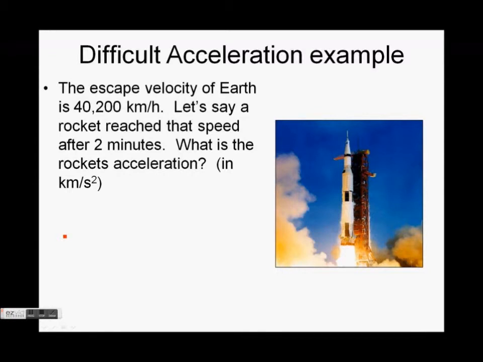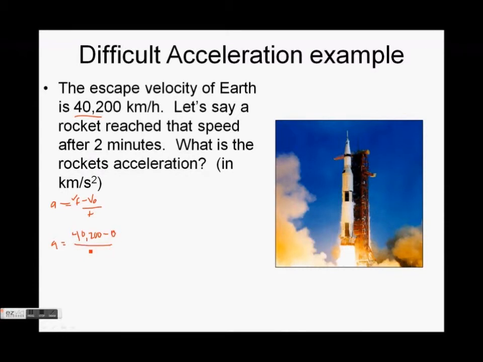So let's say that a rocket reached that speed after 2 minutes. What is the rocket's acceleration? And then we'll convert to kilometers per second later. Your formula is no different. Acceleration equals final velocity minus initial velocity divided by time. So let's fill in our numbers. Acceleration equals my final velocity, 40,200 kilometers per hour.